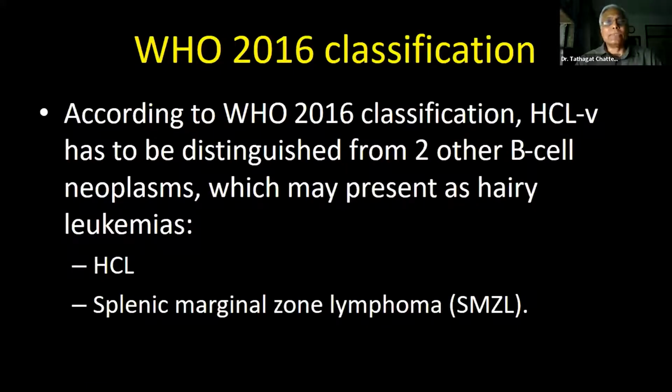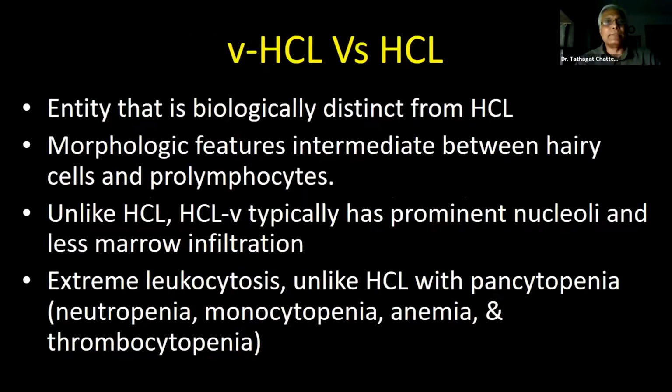According to WHO 2016, that is the revised 4th edition, hairy cell variant, which is no longer used now, has to be distinguished from two other B cell neoplasms. One, the classical hairy cell, and the second, SMZL. The variant hairy cell is a biological entity distinct from hairy cell leukemia, and thank God the latest classification has identified it.